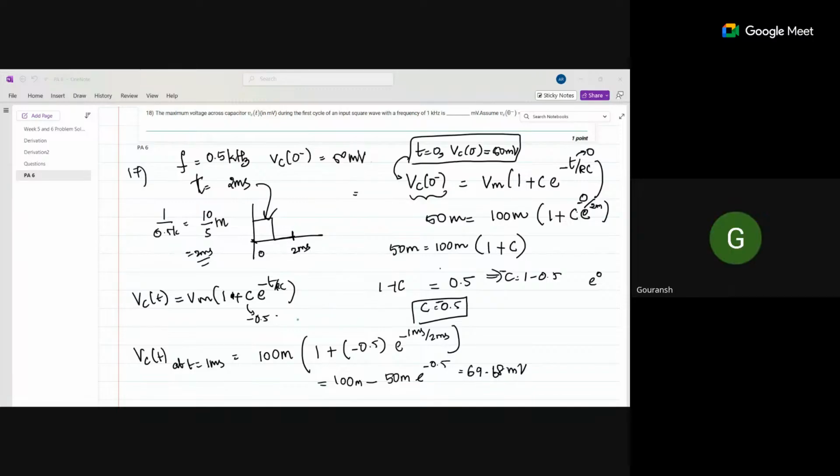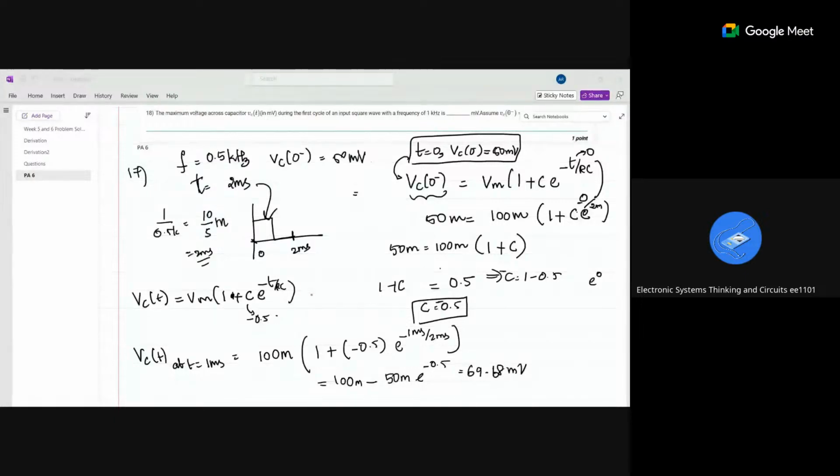I'm not able to understand why we are taking this. So actually I will explain it again. First they have given a condition: at t is equal to 0, Vc of 0 is equal to 50 millivolt. So I will take the equation from the derivation and apply it, which is Vc of t is equal to Vm times (1 plus C e power minus t by Rc), right? In that, I will apply the Vc of 0 value and t as 0. Then I will solve it and find the value of C, which is minus 0.5. That minus 0.5 is my new C value.